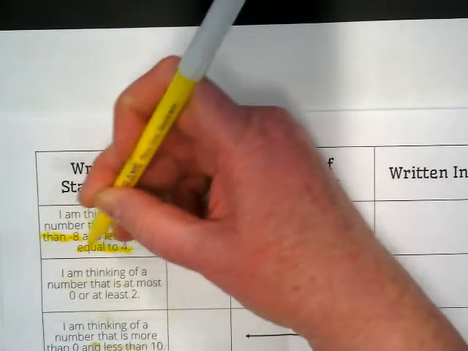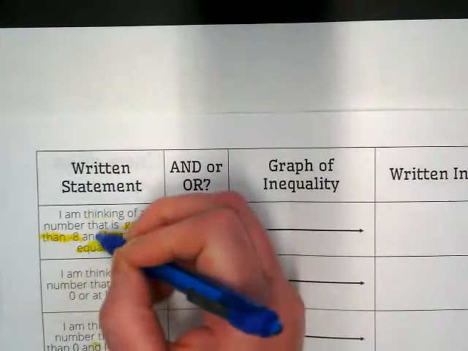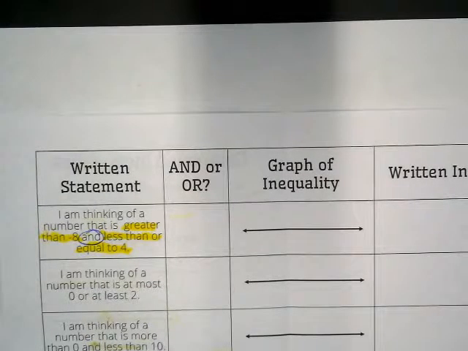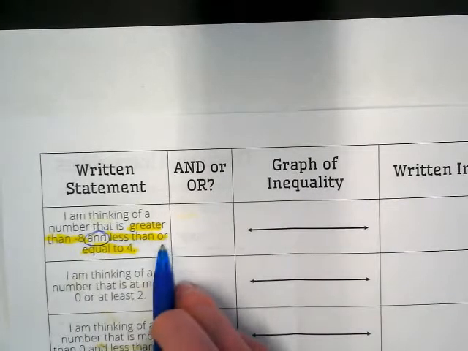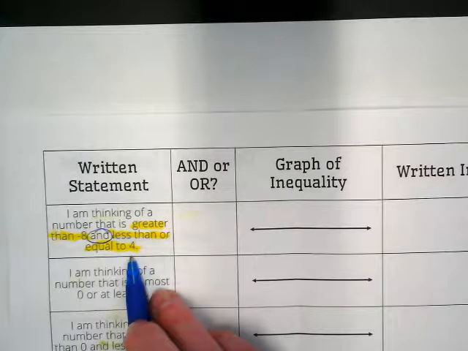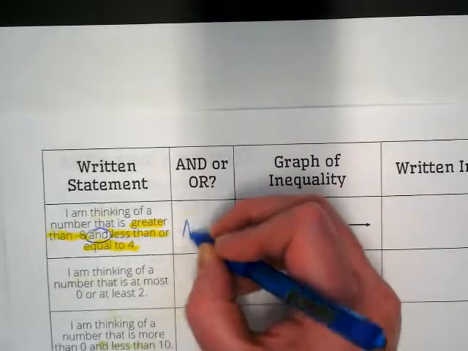This is an "and" statement, because this right here is what's combining them. That's what's making it compound. Yes, there's an "or" in here, but that "or" is part of the statement, less than or equal to. It's part of that inequality symbol that's going to include the equal to sign. So this is definitely an "and."